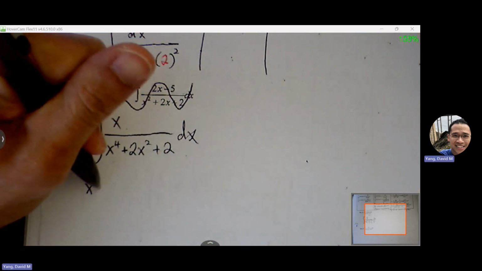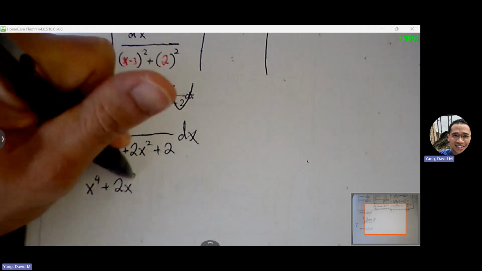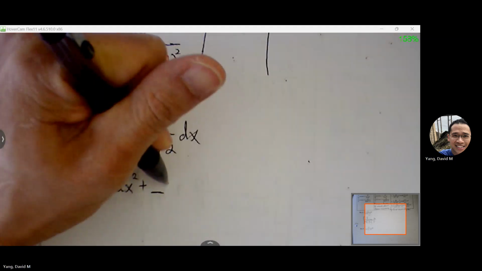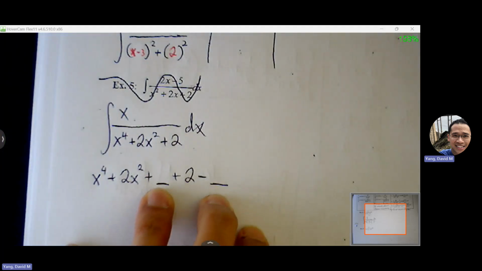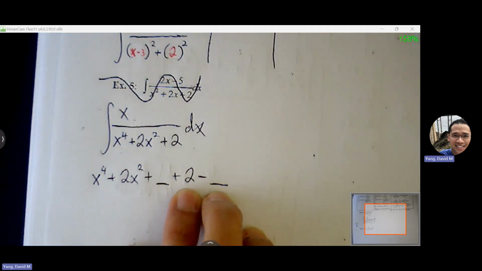So we'll say x to the 4th plus 2x squared plus space, and then plus 2 minus space. So we're always going to do a plus space and minus space on either side of your constant.